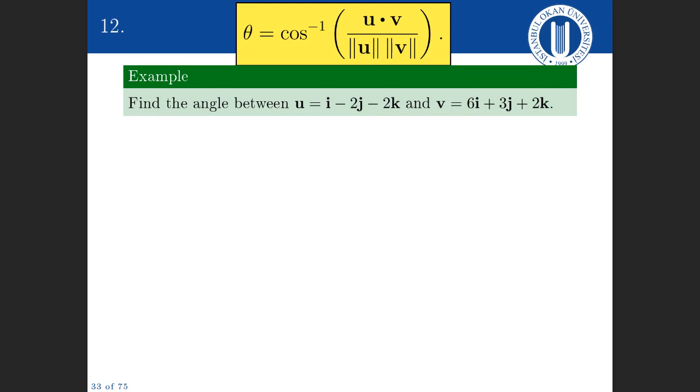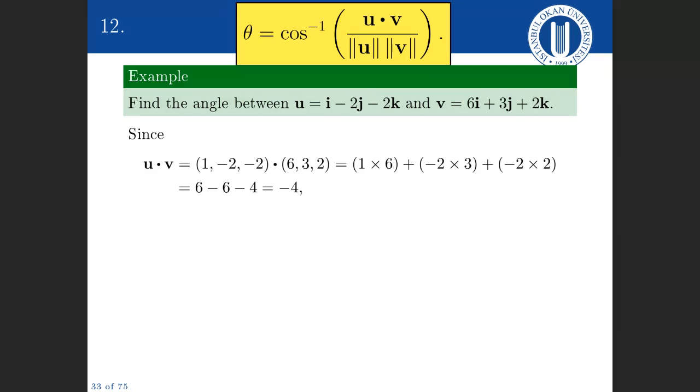Find the angle between the vector u and the vector v. And I've put the formula at the top. We need to calculate u dot v. We need norm of u and norm of v. And then we're going to do inverse cosine of this number.